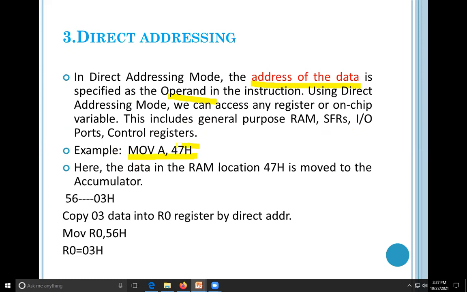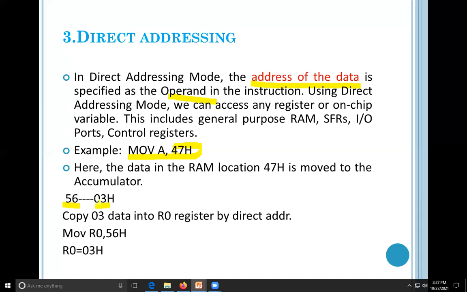See, 47 is not a value. Remember this thing, because 47 is not a value. 47 is a location. At that location, some value is there, and this value is transferred to the accumulator. See, example: suppose 56 is the location, and at 56, 03 is the value.